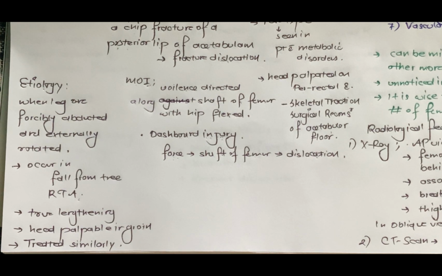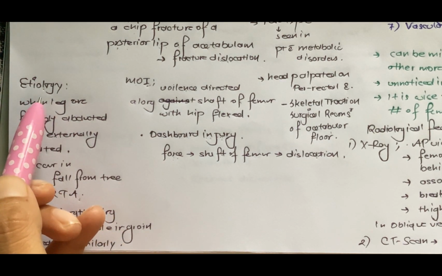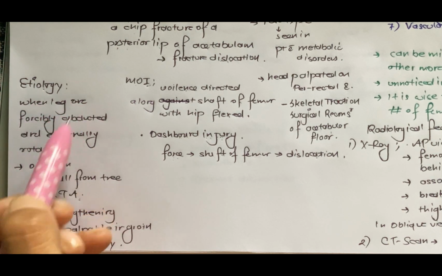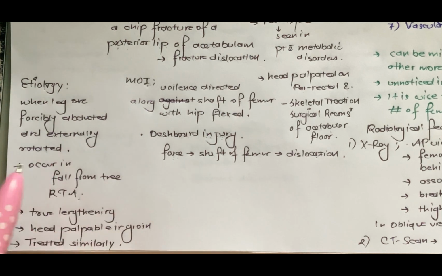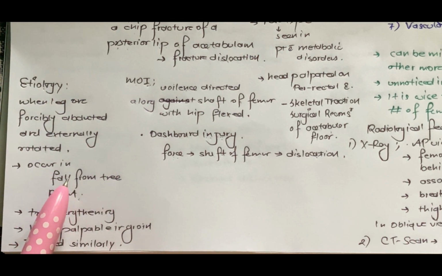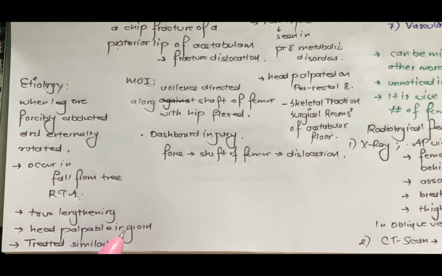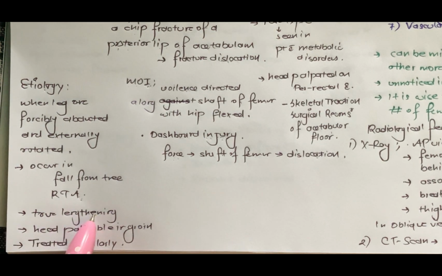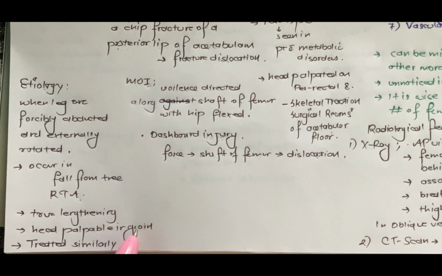And now talking about the etiology of anterior dislocations, it mostly occurs when the legs are forcibly abducted and externally rotated. It is most commonly seen in cases such as fall from a tree and RTA, that is road traffic accident. In this case, there is true lengthening of the leg and the head is palpable at the groin.